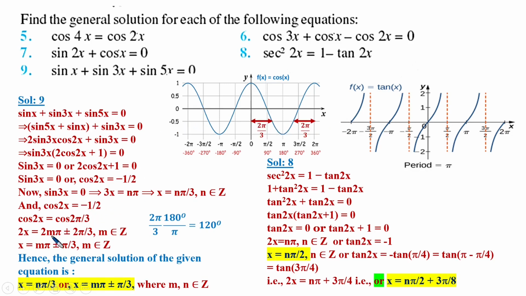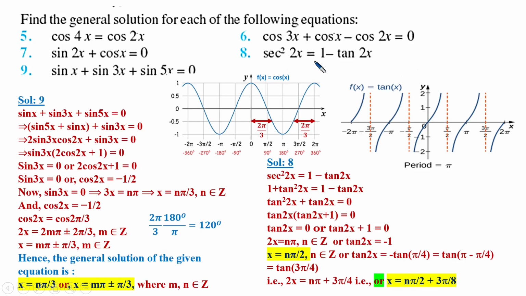So I can write 2x is equal to 2m pi plus or minus 2 pi by 3 for m. So here x is equal to, you divide by 2, m pi plus or minus pi by 3. So hence the general solution for the given equation is either this, n pi by 3, n belonging to Z, or x is equal to m pi plus or minus pi by 3, where m and n belong to Z. This m pi plus or minus pi by 3 comes from here.